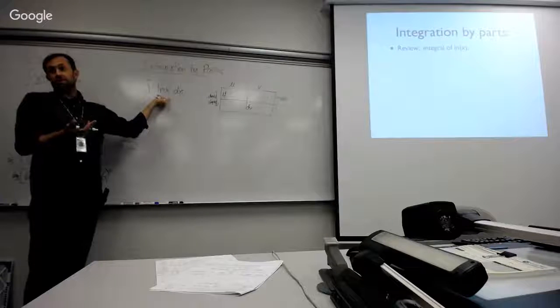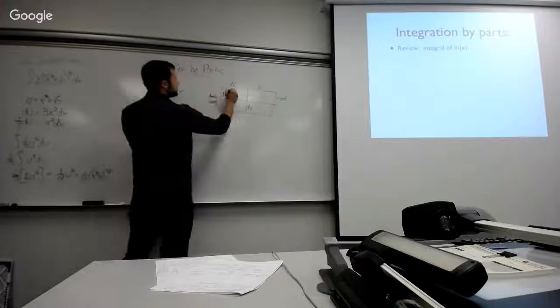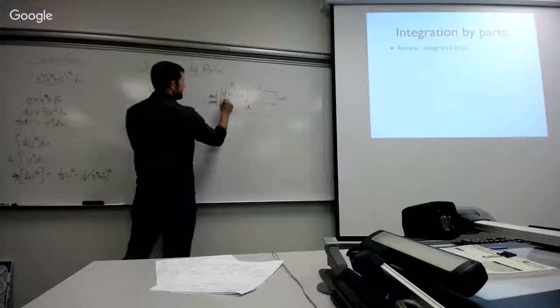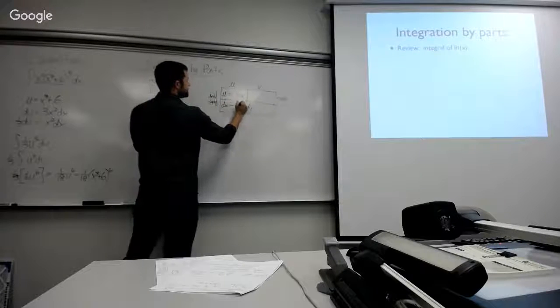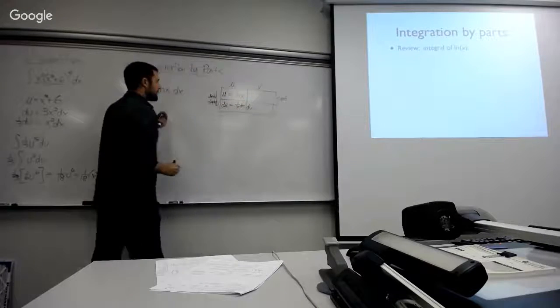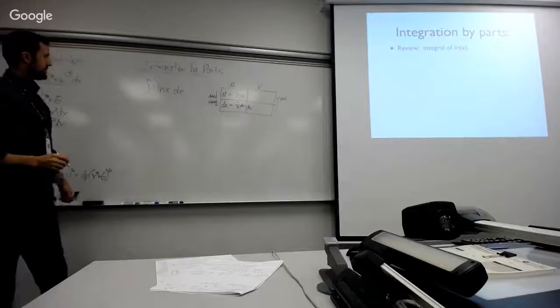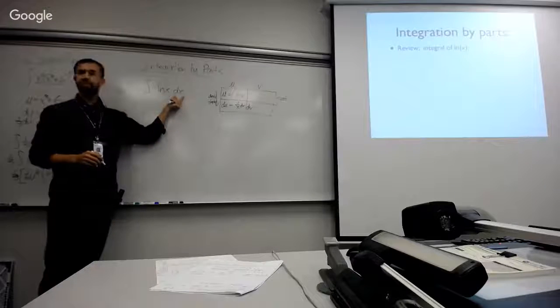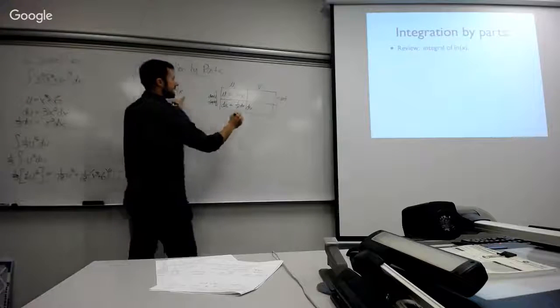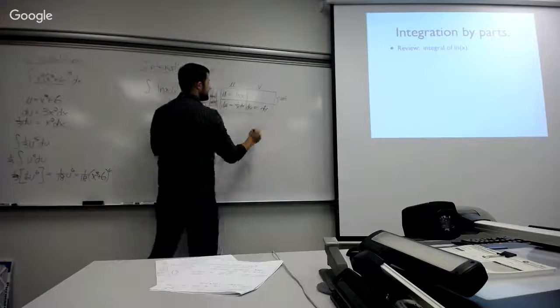The only thing that's here, natural log of x. And if we choose that to be u, then our derivative of u certainly is easier. It's just 1 over x dx. Then what would our choice of dv be? The only other thing that's up there is dx, so we just say dv is dx.